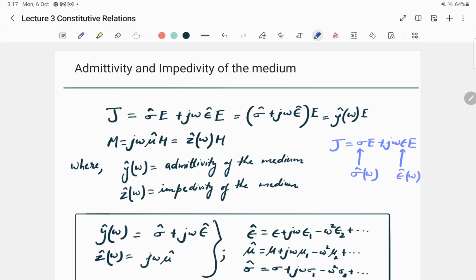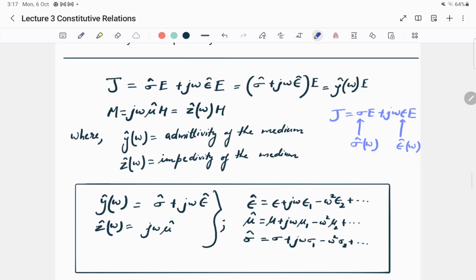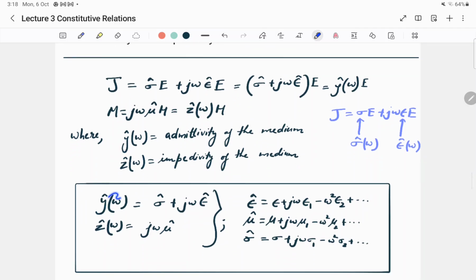and Y cap omega is called the admittivity of the medium. Similarly, the magnetic current M is j omega mu H. We have replaced mu with mu cap, so the expression becomes M is equal to Z cap omega H, where Z cap is j omega mu cap, and Z cap is called the impedivity of the medium. Now I am writing this expression one more time here. So Y cap is equal to sigma cap plus j omega epsilon cap and Z cap is j omega mu cap, where this epsilon cap, mu cap and sigma cap are given by these relationships.